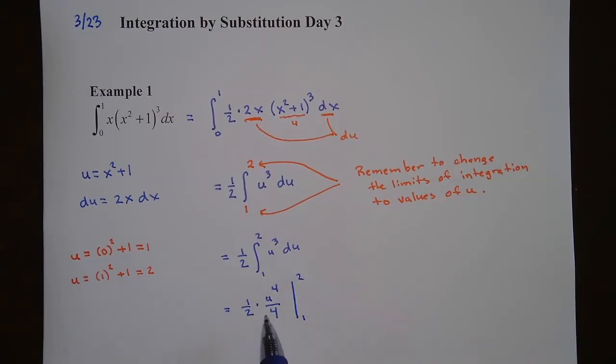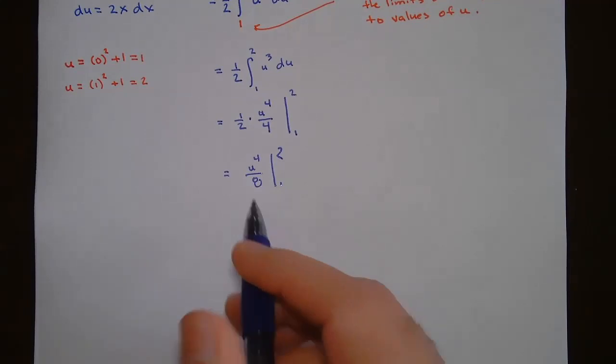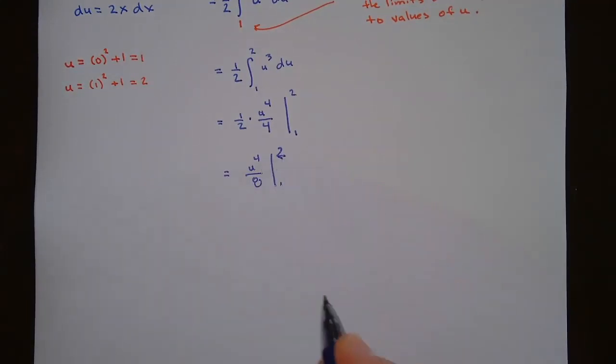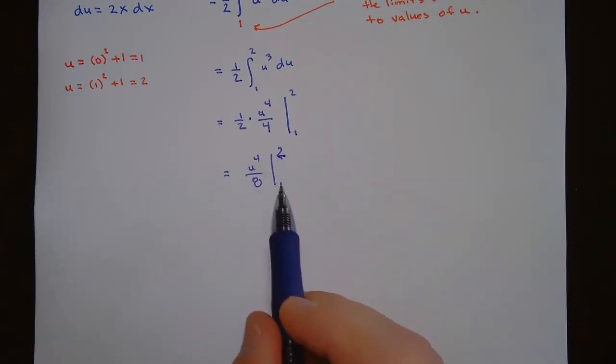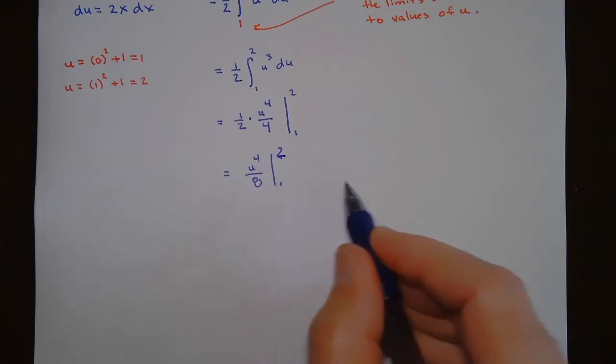And then this becomes 1/8 u to the 4th, or u to the 4th over 8, evaluated from 1 to 2. I'm going to slide that up. Sorry, I forgot to slide that up. Okay, so u to the 4th over 8, evaluated from 1 to 2. Okay, now we don't need that c, because if we put it in, we'd have a plus c, but then we're going to minus the c.